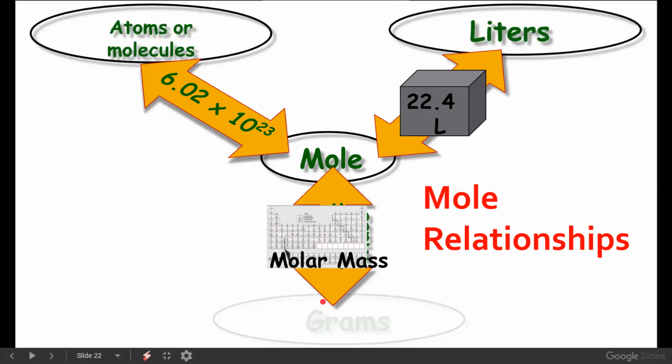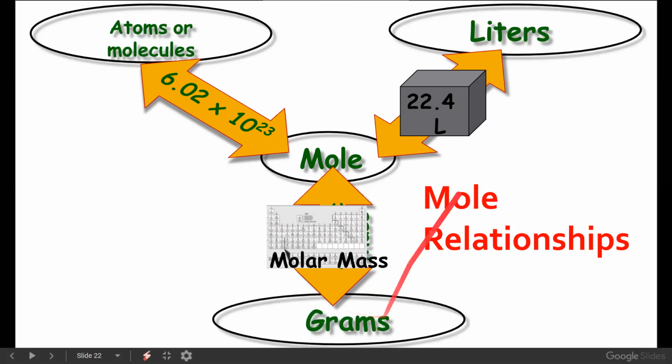So let's say we're starting with grams and you want to get to liters. You can't just go from grams directly to liters. You have to go from grams, convert to moles using the molar mass on the periodic table, and then from there convert moles to liters. This is why it's called a two-step: one step to go from grams to moles, the second step to go from moles to liters.